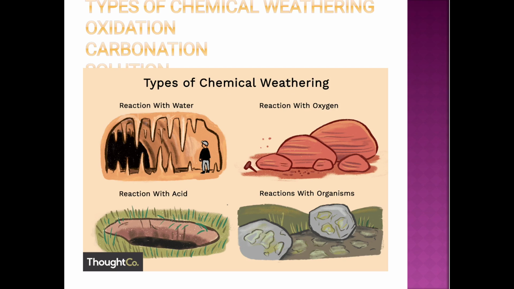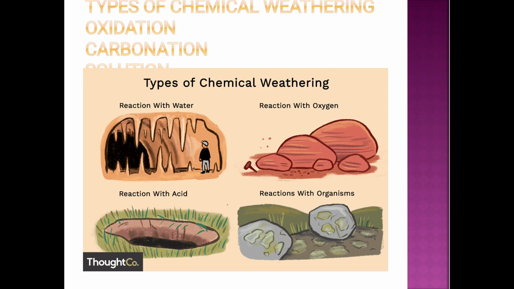Oxidation happens when minerals in rock react chemically with rainwater or oxygen in the atmosphere. When this happens, the minerals become oxidized. During this oxidation process, the minerals expand in volume and change their chemical composition. This process causes the rock structure to weaken and to gradually decompose.